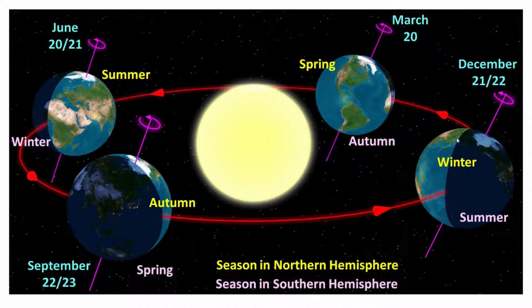In between winter and summer, going from winter to summer, we have spring, and going from summer to winter, we have autumn, and it's always the opposite in the southern hemisphere.